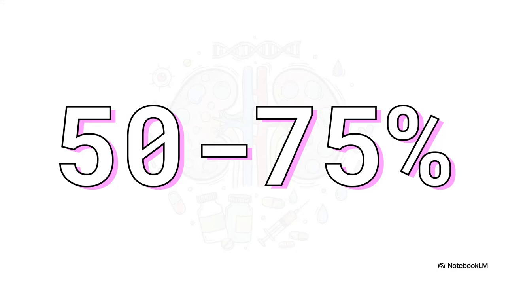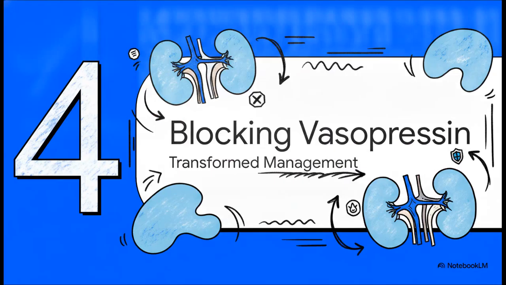All right, before we get into the really exciting treatment stuff, we need to soberly raise the stakes for a second. 50 to 75%. That is the massive percentage of ADPKD patients who will reach end-stage renal disease by the age of 75 if they don't get effective intervention. This is not just some benign structural curiosity we're dealing with. It is a progressive, life-altering diagnosis that comes with a very high risk of eventually requiring dialysis or a kidney transplant.